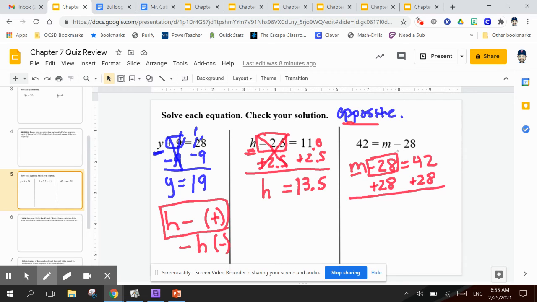28 minus 28, that's 0. So those two numbers cancel each other out. I'm left with my variable m that I bring down here. M is going to equal 42 plus 28. So I add those two numbers together. 2 plus 8 is 10. Carry my 1. 4 plus 2 is 6, plus 1 more is 7. So 70.